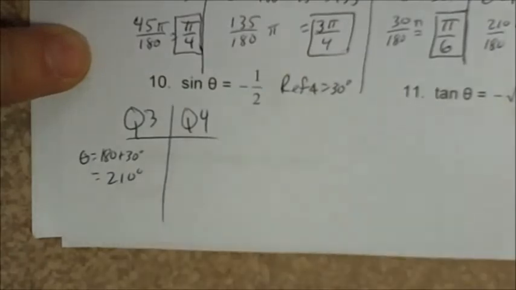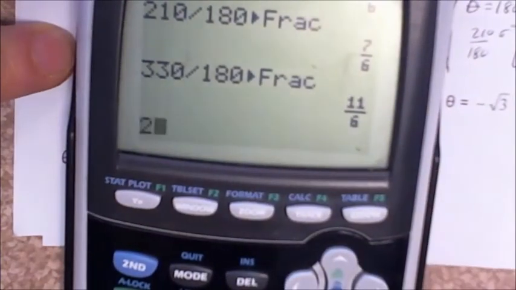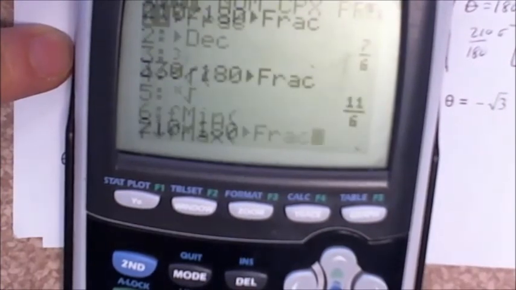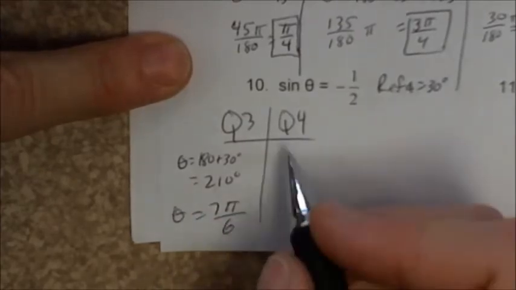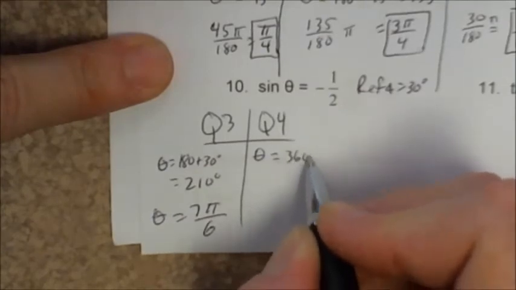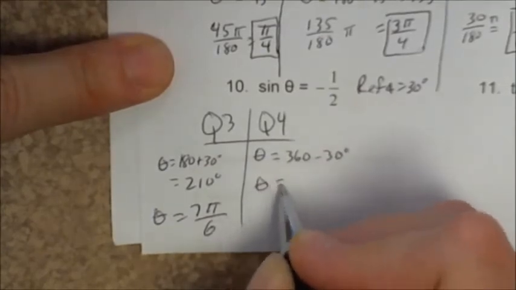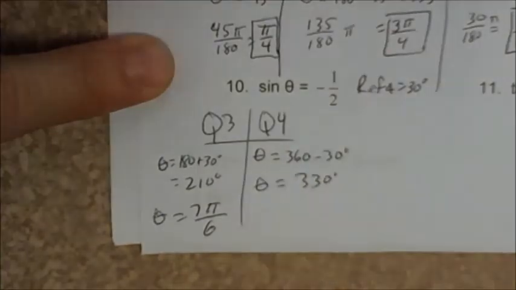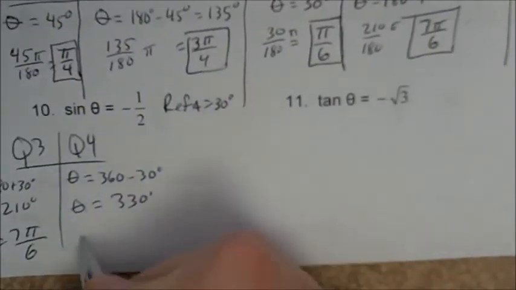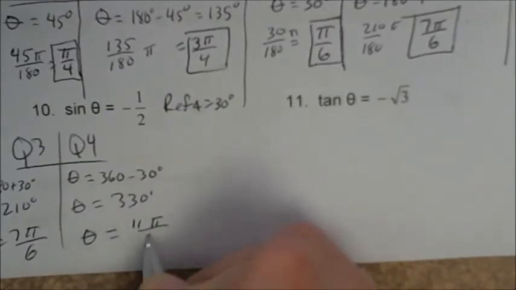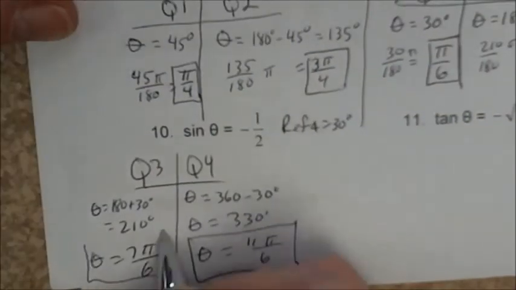Well, if you want to convert 210 to radians, you do 210 divided by 180, always, math frac. And it looks like it's 7 pi. Oh, we already did 7 pi over 6 over here. So 210 degrees, the theta value is 7 pi over 6. In quadrant 4, theta is equal to 360 minus the reference angle, which is 330 degrees. And we've already converted 330 degrees to radians back here, and that turns out to be 11 pi over 6. So we don't have to do all that math again. So theta is equal to 11 pi over 6. So there's our two answers to question number 10.